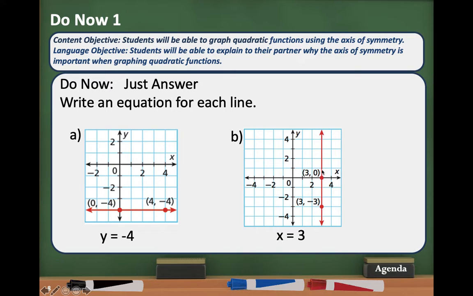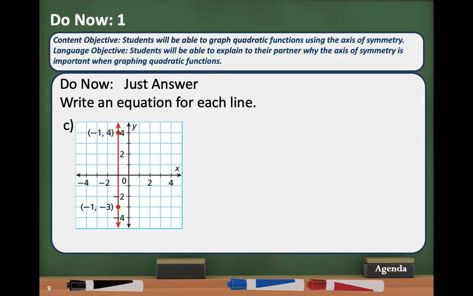Like this is (3, 0), this is (3, 1), this is (3, 2), this is (3, 3), this is (3, 4), this is (3, 5), (3, negative 1). So vertical lines come in the equation form of x equals 3. All I have to do is find out where it goes through the x-axis. Kind of easy, right? It's easy to forget too, but it's super easy. All right, so I have another one for you there. Take a look at this one. Can you write an equation for this line?